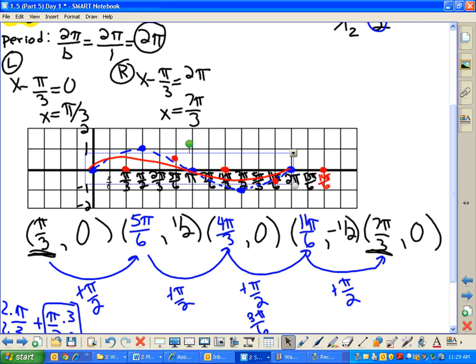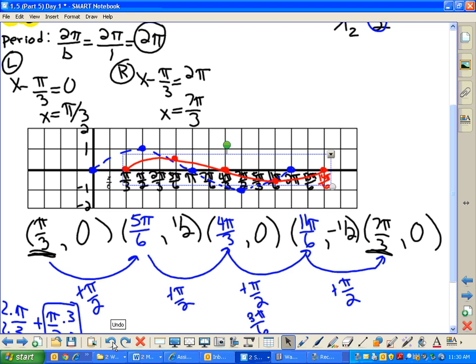Yeah, the period is 2 pi. The B value was 1, which meant that there was no horizontal stretch or shrink. So this period is actually exactly the same as our parent function, y equals the sine of x. So that's kind of that. You can really see quite nicely how the graphs are different.